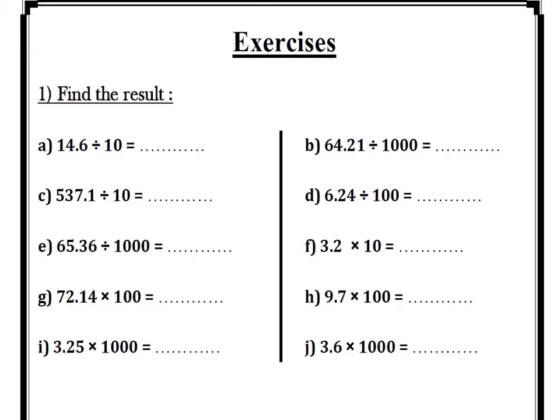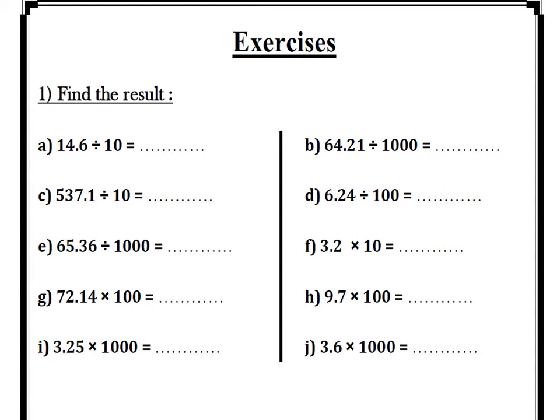Open your booklet, page 9. This is a collective exercise about dividing and multiplying by 10, 100, and 1,000. Let's remember together again. When I'm going to divide, I'm going to move backwards or to the left. When I'm going to multiply, I'm going to move forward or to the right.